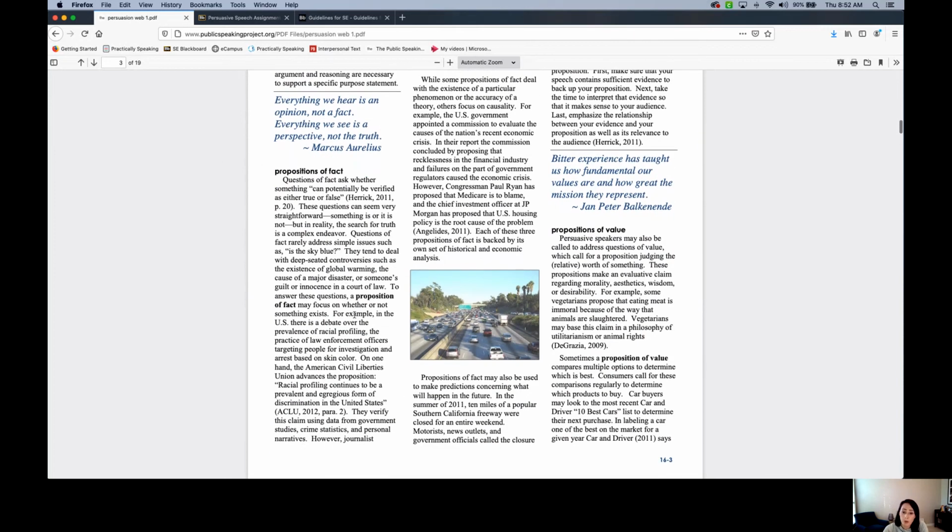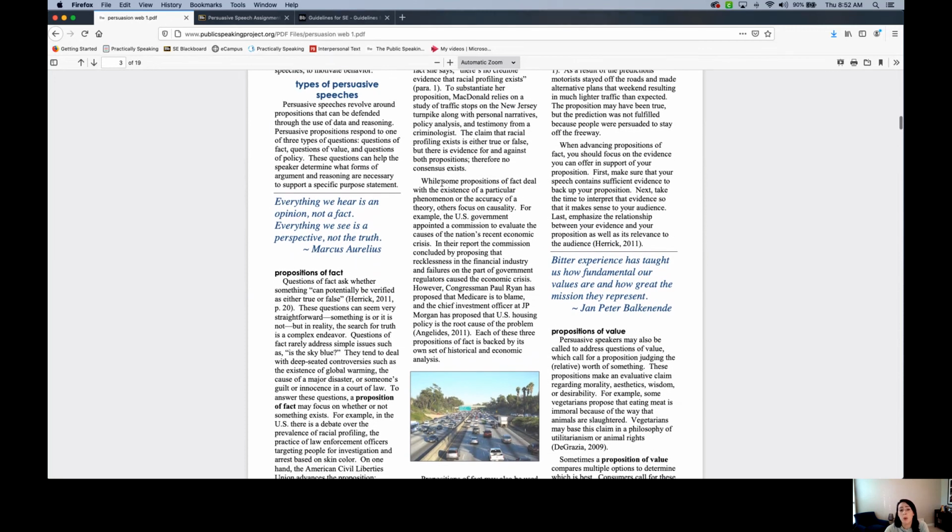And you can go through and read the discussion of the propositions and how they work. But what I really want you to notice is there is a paragraph in each of these sections that tells you what you need to do in your speech if you're making this type of proposition. So for a proposition of fact, it says you need to make sure that your speech contains sufficient evidence to back up your proposition.